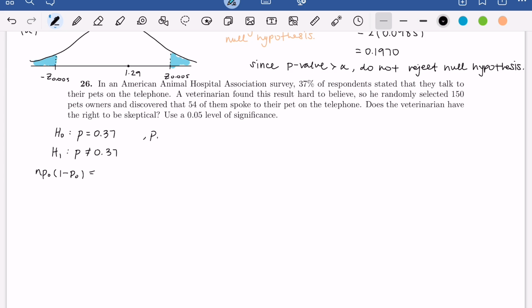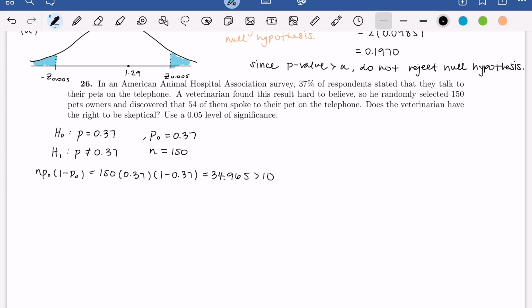Now, in this case, we're assuming our null hypothesis to be true. So this means p naught is going to be this 0.37. We also have our sample size to be 150. So we're going to plug these values in here. We're going to have 150 times this guy times 1 minus this here. This is going to give us 34.965, which is in fact greater than 10. So the normal model may be used for this test.